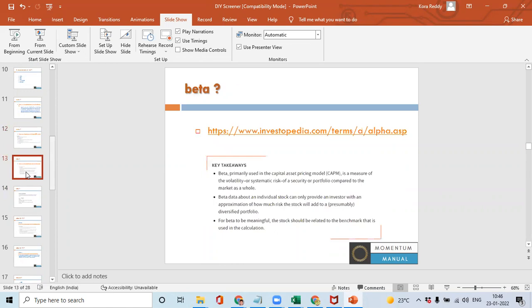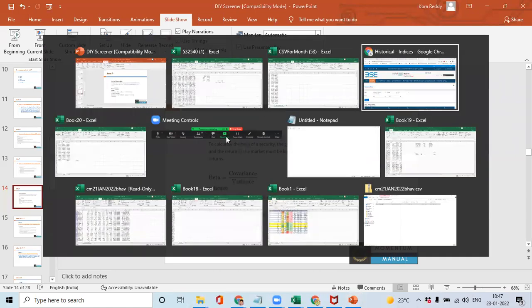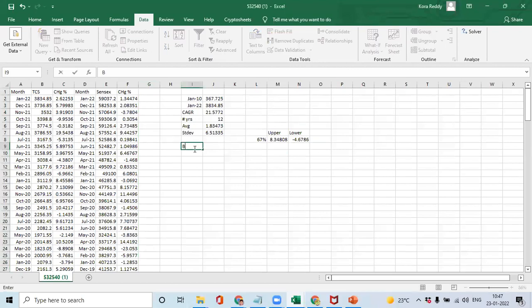So to calculate beta, what is the formula? This is one method. There are multiple methods. Covariance divided by variance. That's one method. The other method is the slope method. Okay, let's calculate via this covar var method.